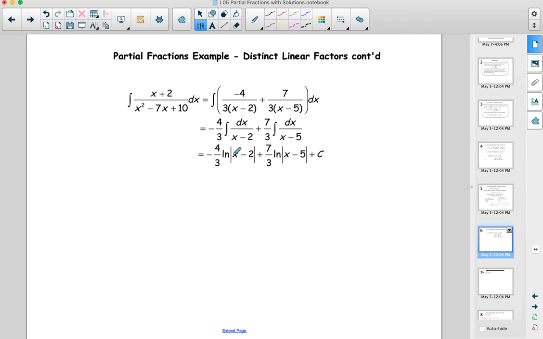The antiderivative of this is ln of the absolute value of x minus 2, and the antiderivative of this is ln of the absolute value of x minus 5, and I've already explained why you need to put absolute value around there. If you don't put the absolute value in, then you're not going to be able to plug in certain negative values, because you can't take the ln of a negative, but the original function over here does allow for negative input. It's just not going to allow you to plug in a 2 or a 5.